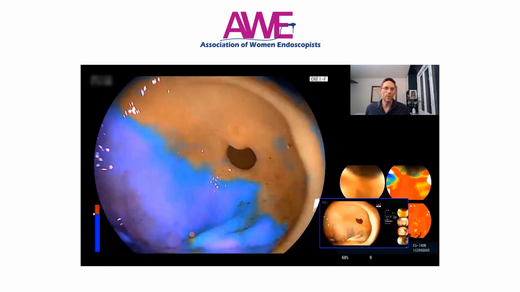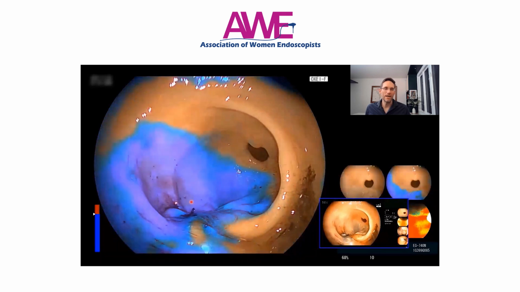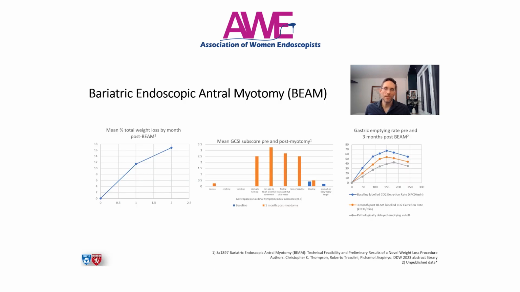Then afterwards, you can see here we're using a vision scope, which senses mucosal oxygenation. You can see even though we're not using epinephrine, you do have some devascularization of that mucosal flap, and there's a nice tight sleeve above. And more recently, we've just been doing the pylorus sparing antral myotomy, and we call this the BEAM procedure, bariatric endoscopic antral myotomy. And we close the mucosotomy with clips, so no suturing needed at all.